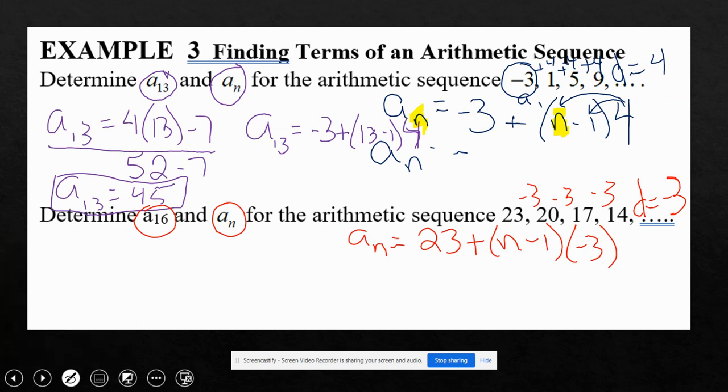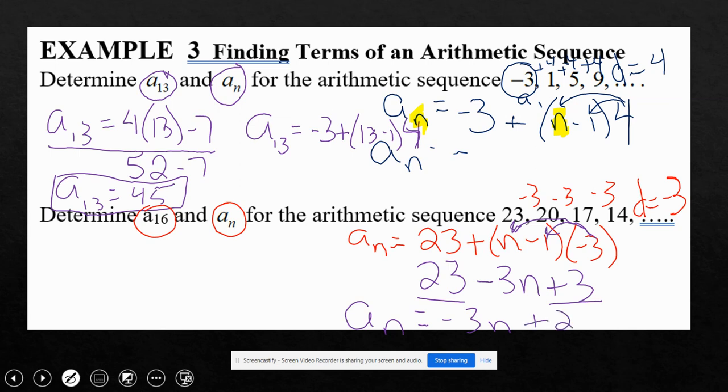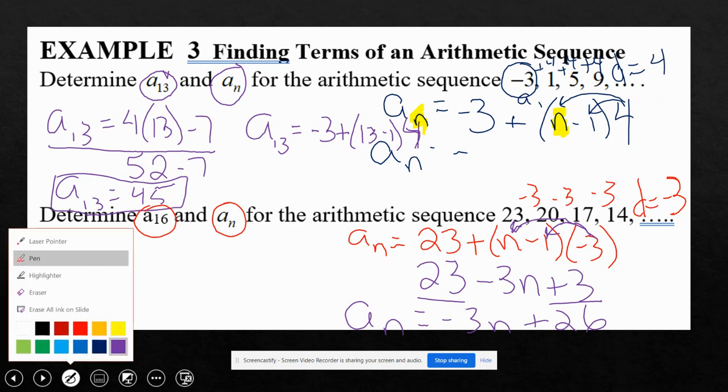I'm going to simplify this equation. Start with distributing that -3. So 23, -3 times n is -3n. -3 times -1 is +3. Combine those like terms there. In my general equation, we have -3n. 23 plus 3 is +26. That's the first answer that they're asking us for.